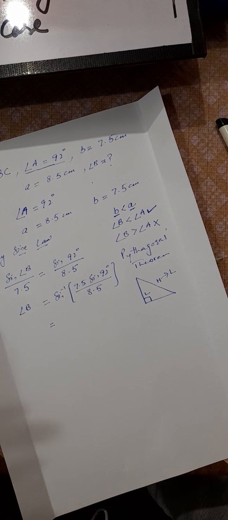So the value of angle B will be, I'm using the calculator, sine inverse 7.5 sine 92 over 8.5.